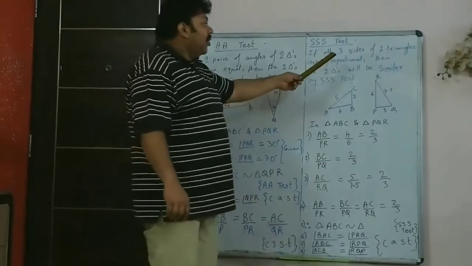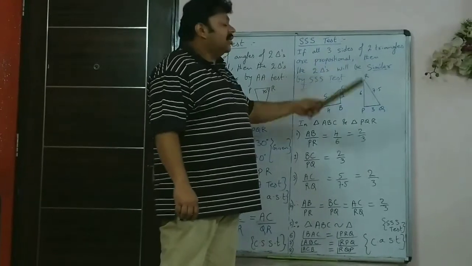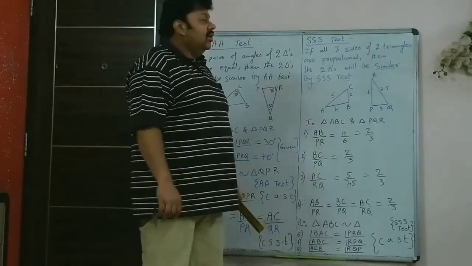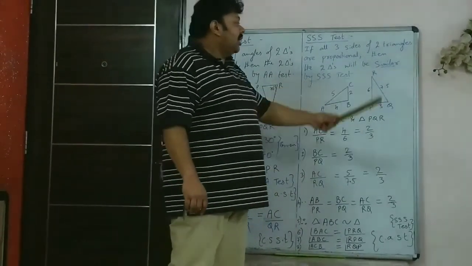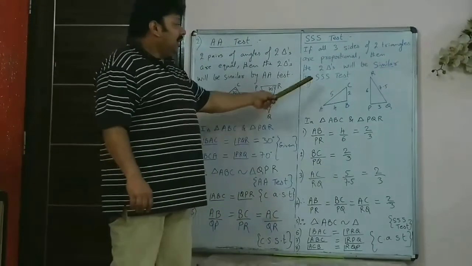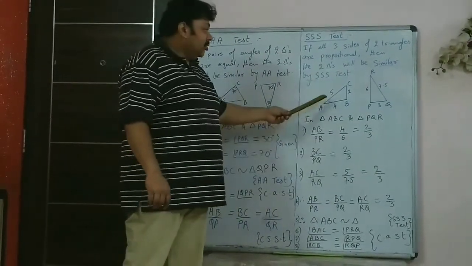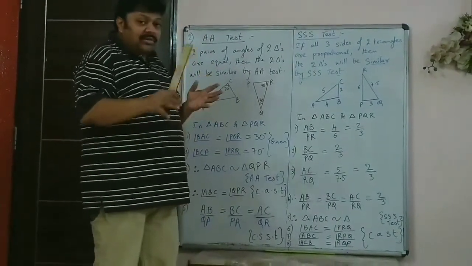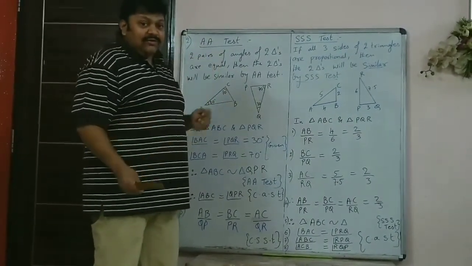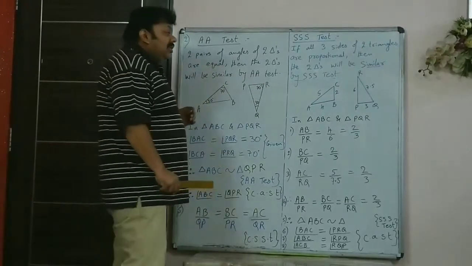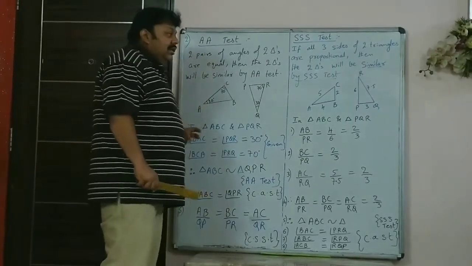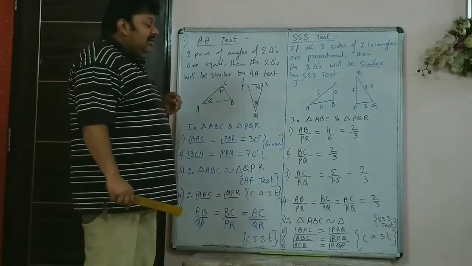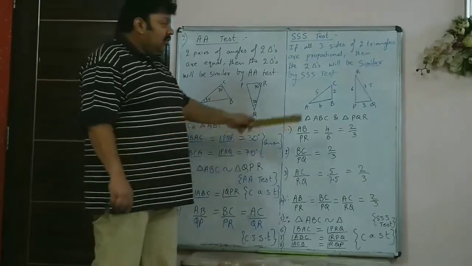Now if all three sides of two triangles are proportional, that means they are in the same ratio, then the two triangles will be similar by the SSS test. So you have to look at these two triangles. They are not in the same direction of shapes, so you will have to look at it and figure out whether all three sides are in the same ratio.